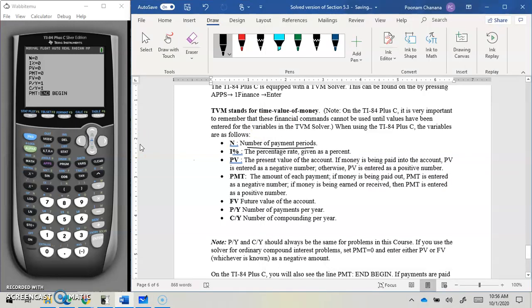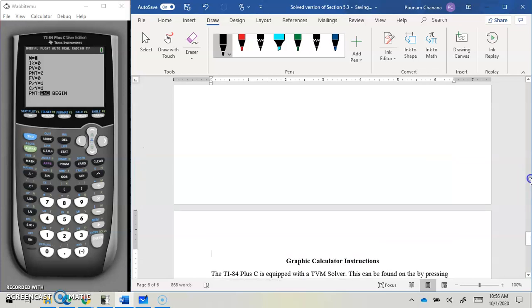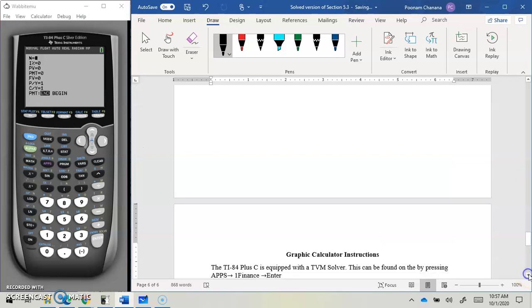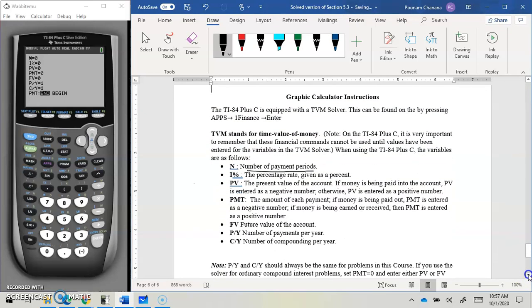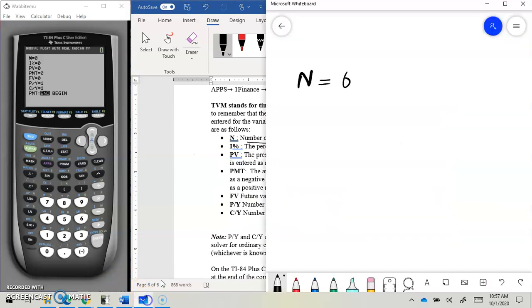The next is I, the percentage rate, given as a percent. So you do not have to change it as in the question. You do not have to change it if you're putting it in the calculator. So in the calculator, you will be putting I percent the same as it was given. So what was it given to be? 8. So exactly the same value.